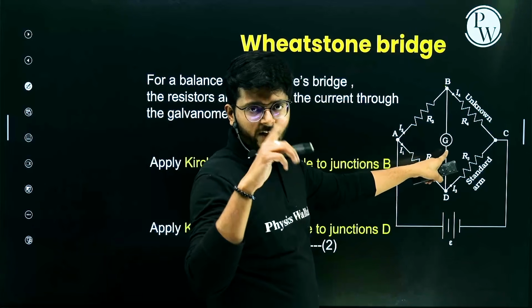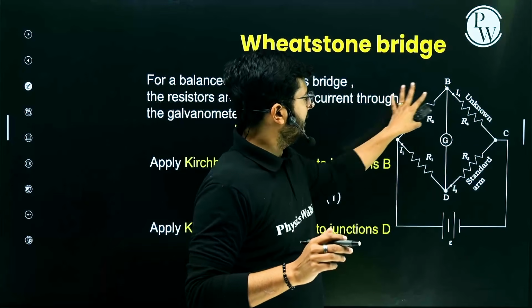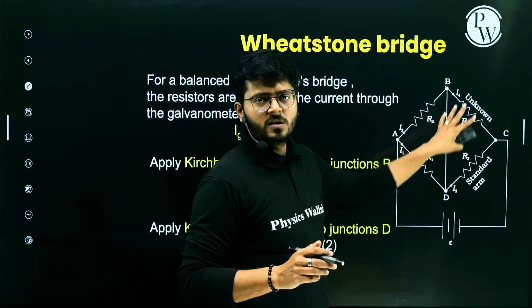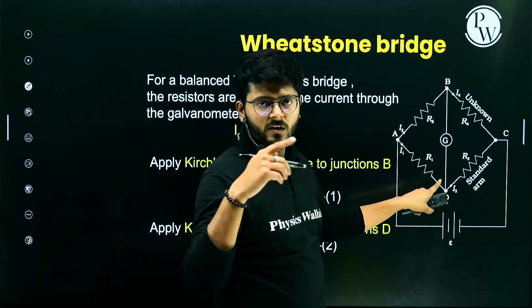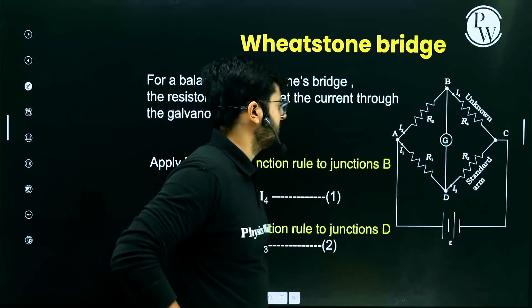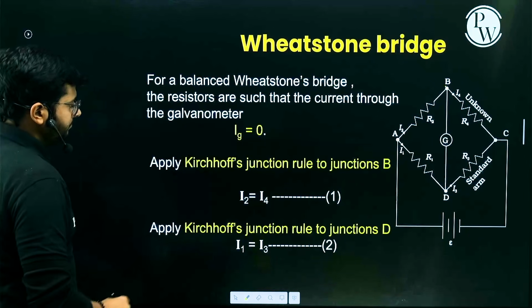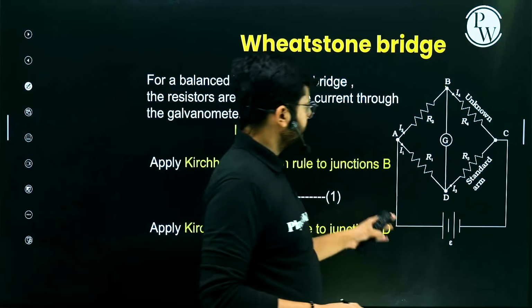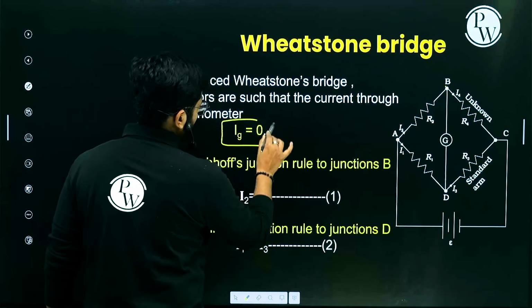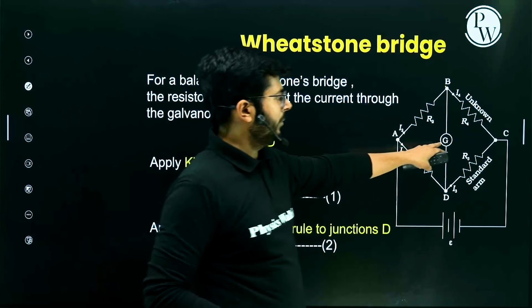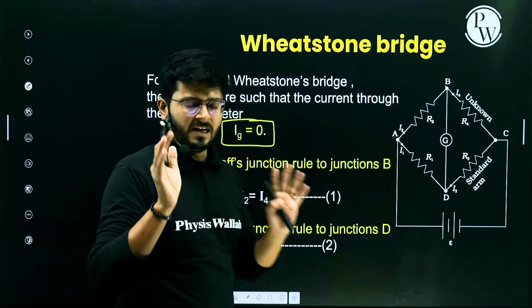We don't want the galvanometer to deflect. So what will happen in this arrangement of four resistors? The galvanometer is balanced, meaning it is not deflecting. It is not showing any deflection. Zero deflection is there. So right now the current through the galvanometer is zero. The Wheatstone bridge is balanced.